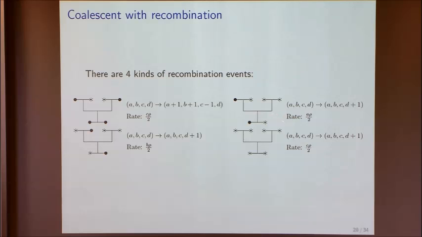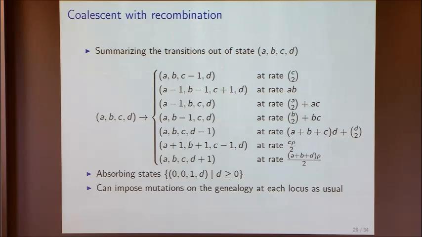And similarly, you can write the recombination rates for the other configurations also, and there are 4 such events. So you can summarize all these transitions. Can you show why we need to keep track of D? I'm just getting to that actually.